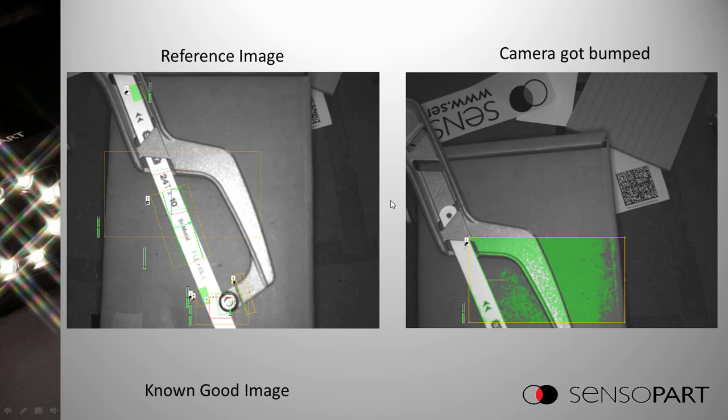Here's why it helps. If we have this reference image on the left and we see this image on the right, we can tell that the camera got bumped. So before, with just a live image, the operator familiar with the machine can tell. But with the reference image, anyone can tell. There's the top edge of the box.